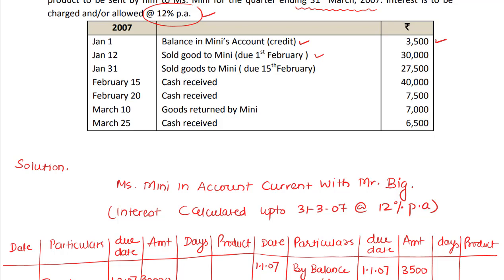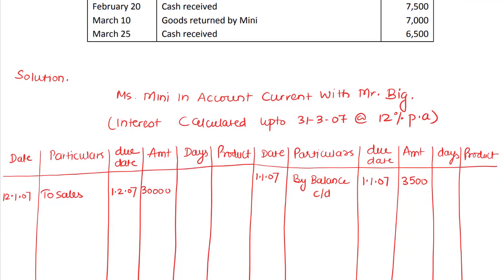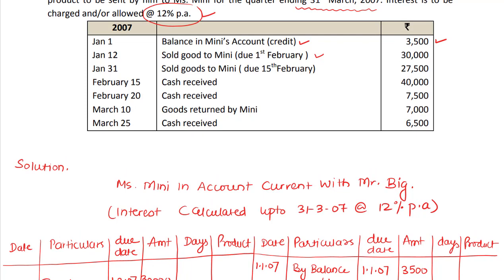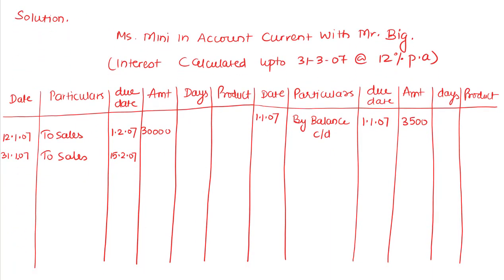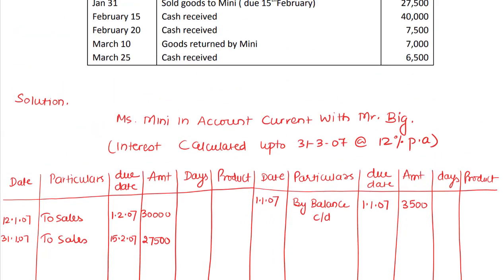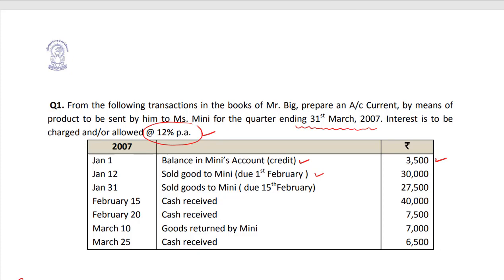January 31st, sold goods to Minnie, due date is 15th February. 31st January, Minnie account debited to sales account, due date is 15th February. Amount is 27,500. Let us move ahead.